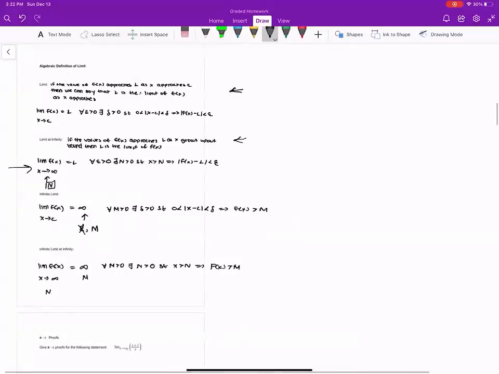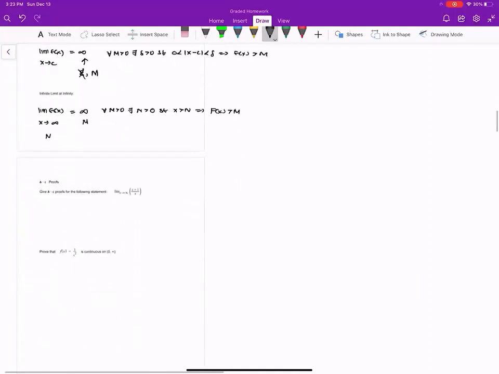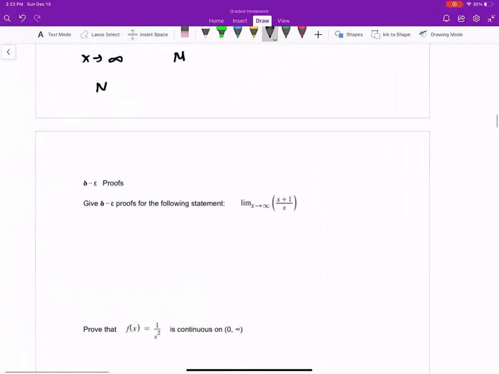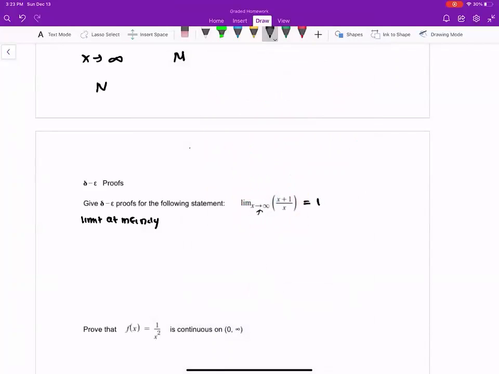So I would highly recommend you all to know how to do this, as this is very important for delta epsilon proofs. So let's go to a very simple example. This should be an equals 1. So this type of example, it is the limit at infinity. And as we see here, instead of delta, we have N.